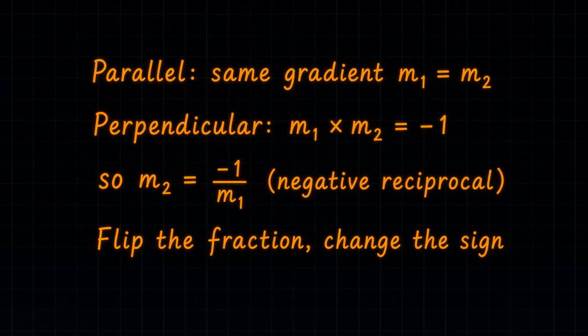Parallel lines have the same gradient. If one line has gradient m1 and the other has gradient m2, then for parallel lines m1 equals m2, same steepness. For perpendicular lines, the two gradients multiply to give -1. So m2 equals -1 over m1.